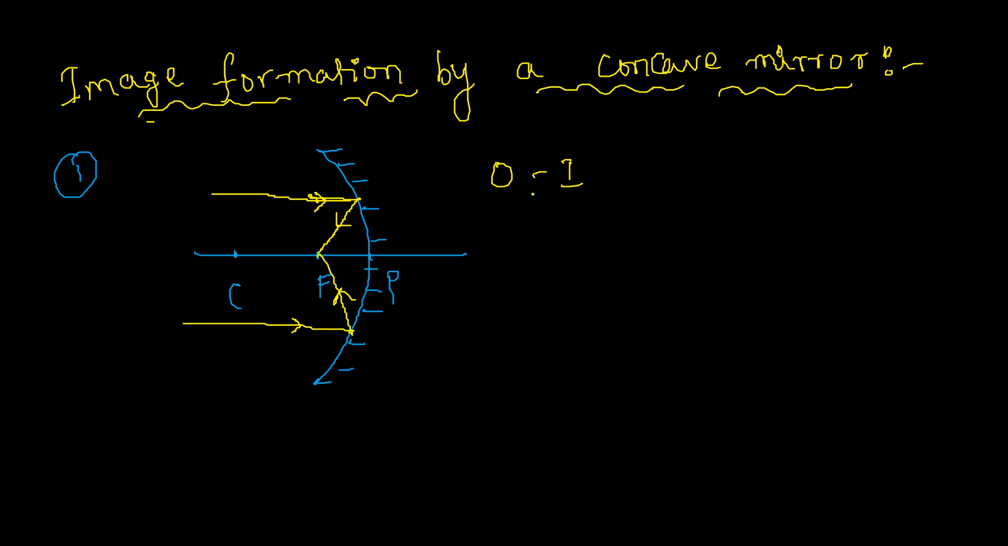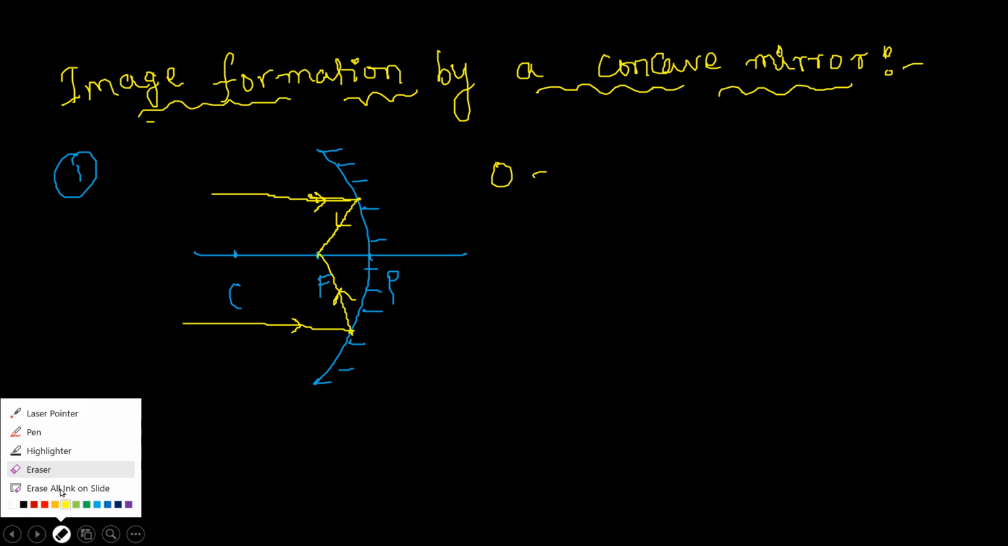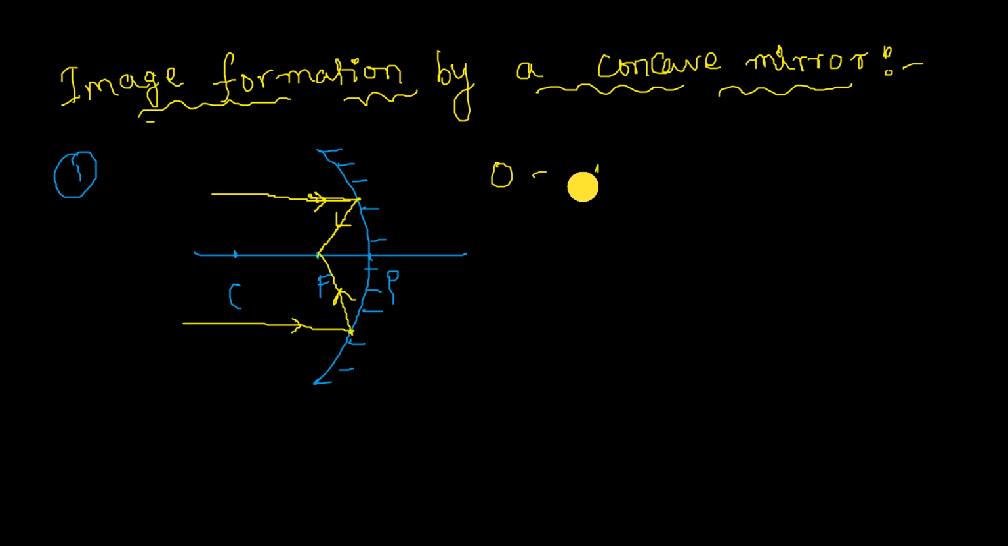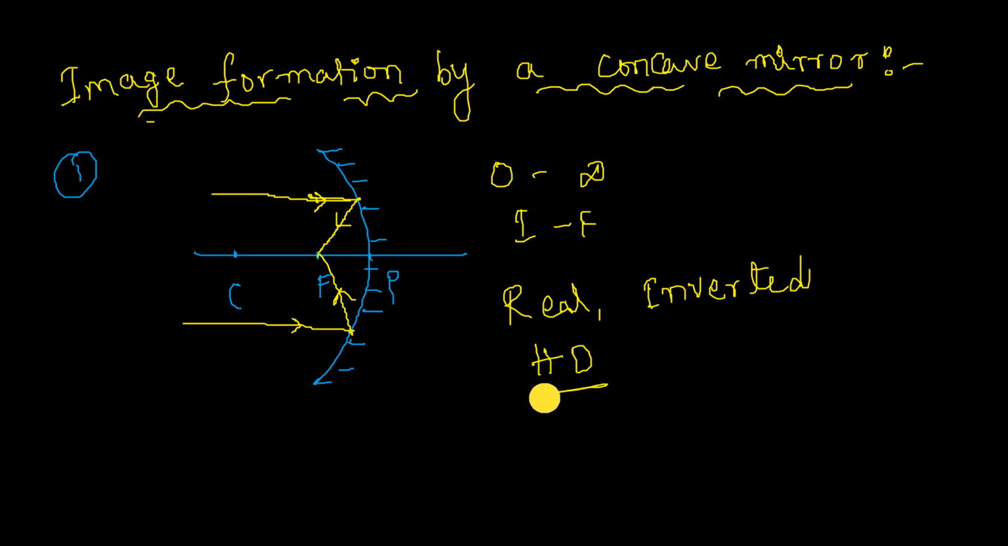So I am taking the object at infinity. The image is formed at the focus. What is the nature of the image? Real, inverted, and highly diminished. A highly diminished image is formed at the focus.